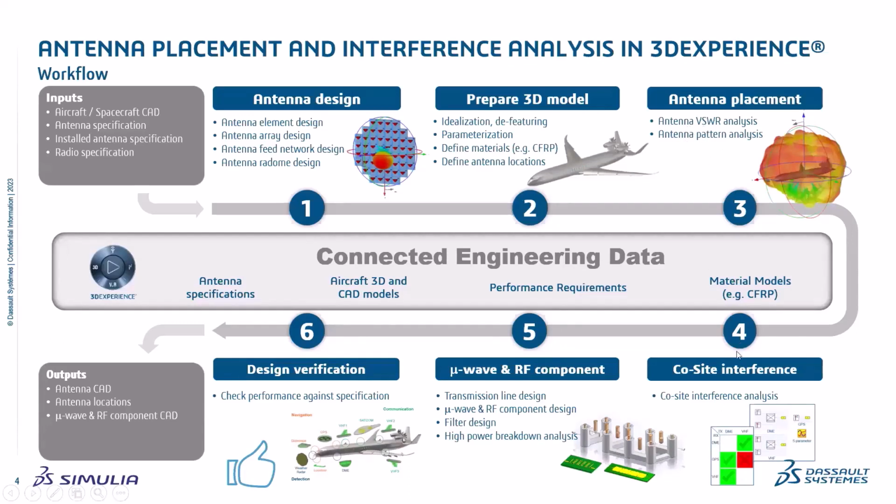And finally, the fourth step, we're talking about cosite interference. We do some cosite interference analysis. The fifth step, which we might need to achieve the cosite interference, is to design some RF components like transmission lines, but also filters. And then the last step is the design verification, where we check performance against specification.